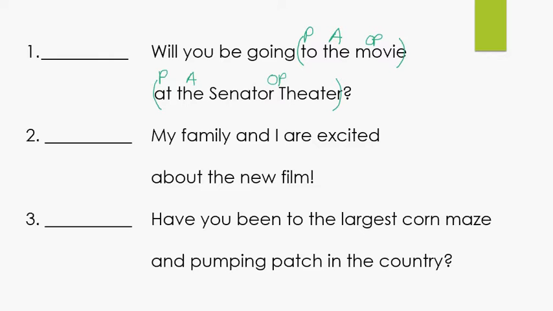Let's read the sentence without those two prepositional phrases. Will you be going? Okay, here's our first question. Who or what will be going? You, subject pronoun. What is being said about you? You will be going. Do you hear the verb phrase will be going? That is made up of the helping verb will, the helping verb be, and the main verb going.